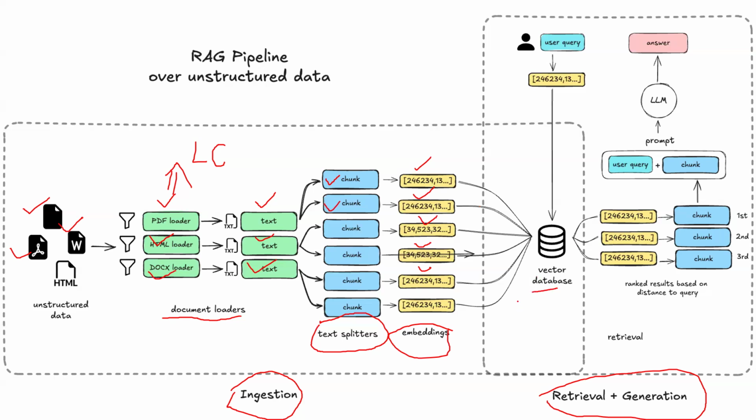For example, I can use ChromaDB, I can use Pinecone, I can use FAISS from Facebook. There are a lot of vendors who provide vector databases, so I can use any one of them. Once my data is inside, once this ingestion is done, let's say the user asks a question: what is the cat doing?